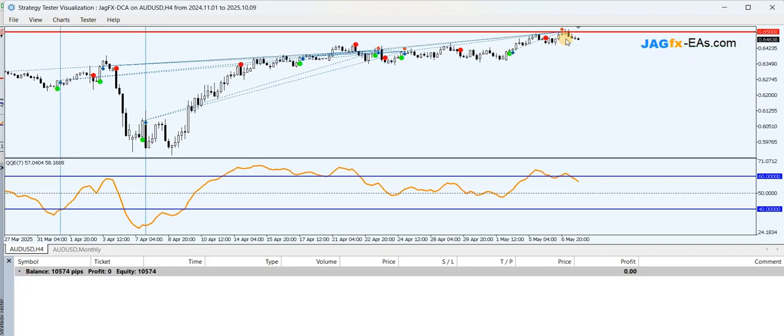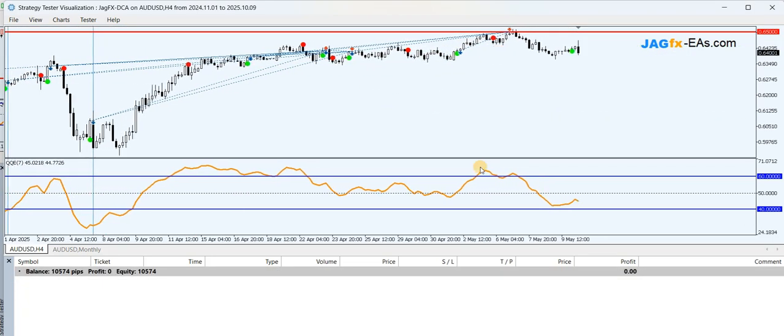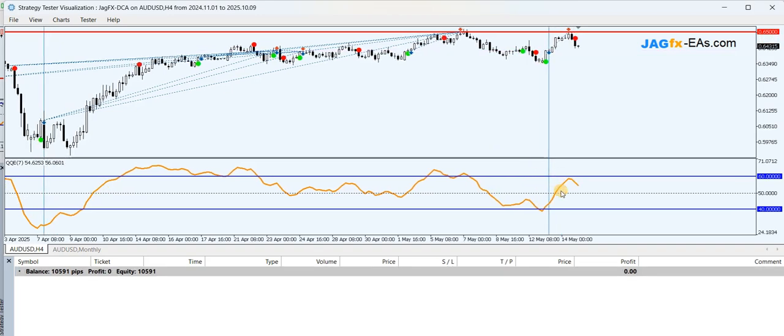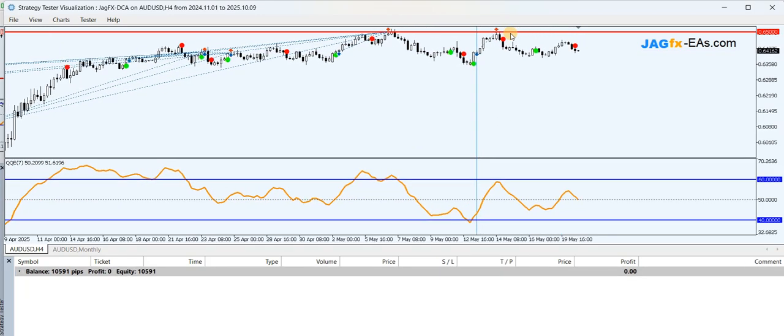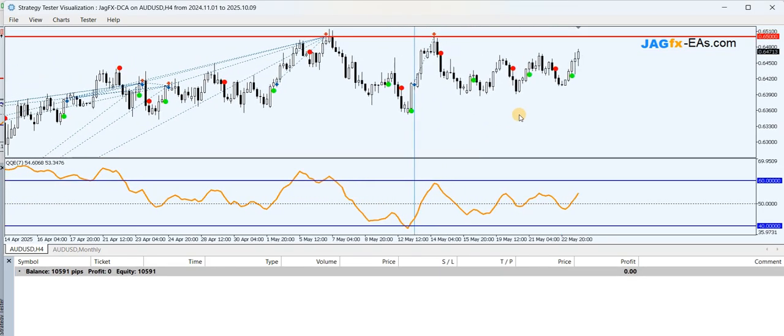Now there's the red line we aim for, closed out on that red line, 1 sequence. And below it, there's another buy signal here. Got to the red line, closed.